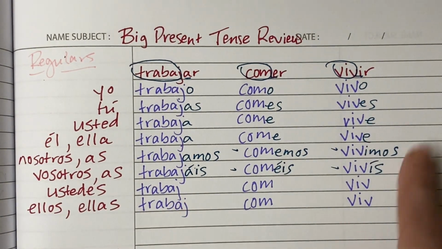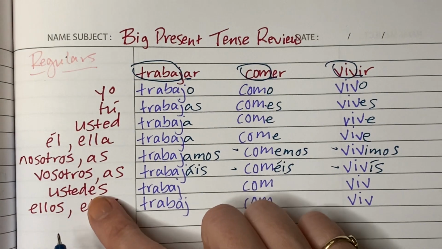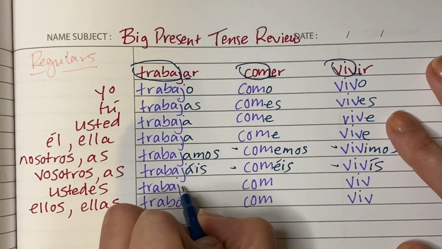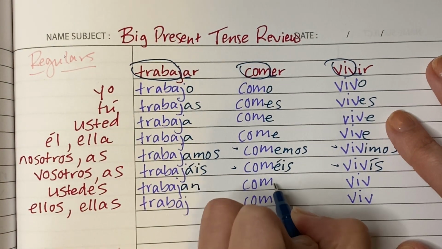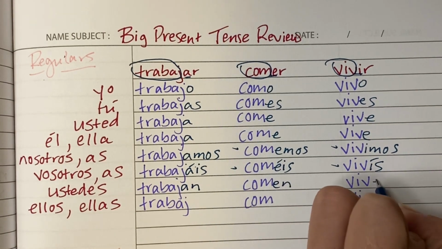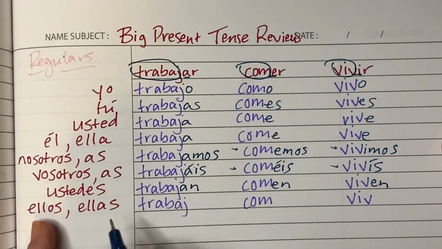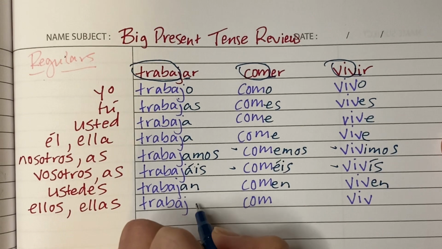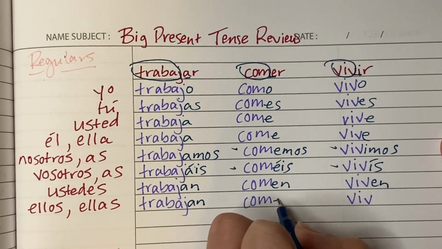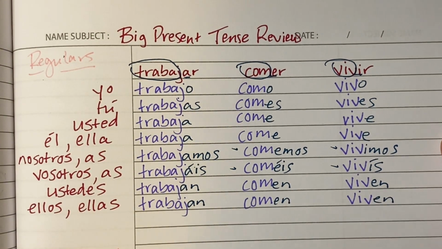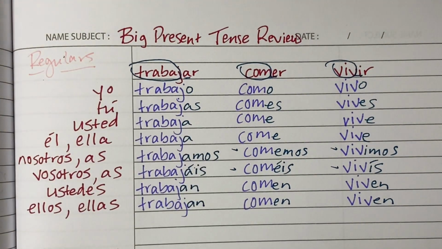So ustedes, you guys, in Mexico now instead of in Spain, so you guys work, trabajan, you guys eat, comen, you guys live, viven, back to the same. And then they work, eat, live, trabajan, comen, viven. And all regular verbs in Spanish in the present tense will follow this pattern.